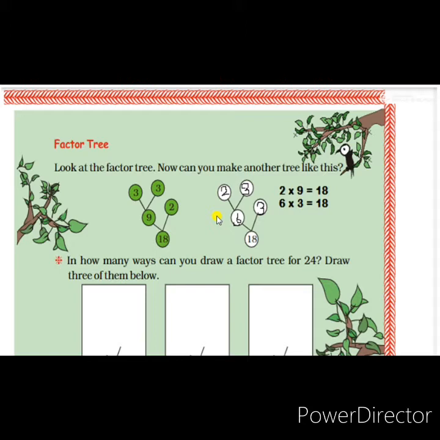Now 18 comes in another way also that I showed there. 2 9s are 18. First we made a factor tree in one method. The other method is 6 3s are also 18. 18 comes in the table of 6 also, and in 3's table also. So in this way also we can make the factor tree of 18.